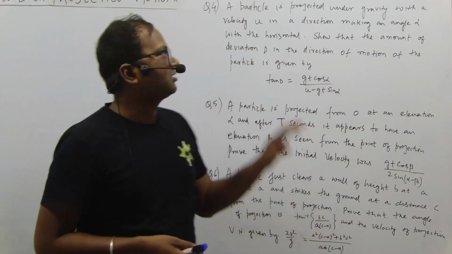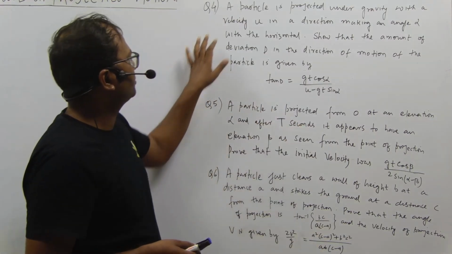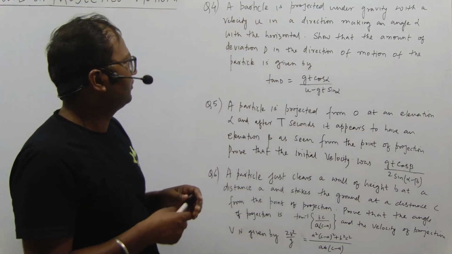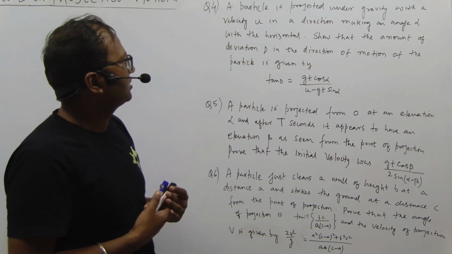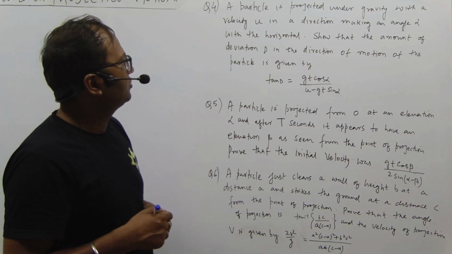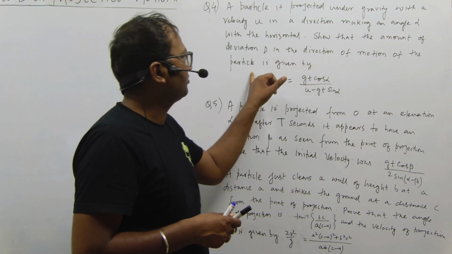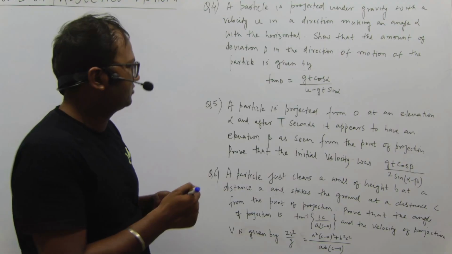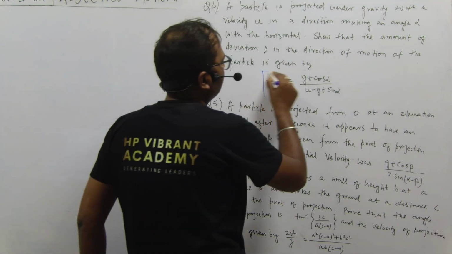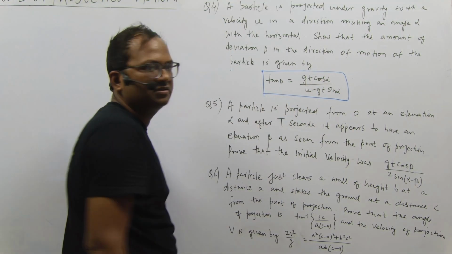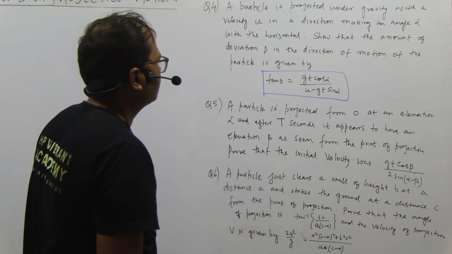Let us discuss question number 4. What is given in the question is that a particle is projected under gravity with a velocity u in a direction making an angle alpha with the horizontal. Show that the amount of deviation d in the direction of motion of the particle is given by tan d equals g t cos alpha upon u minus g t sin alpha. So how can we solve this question?